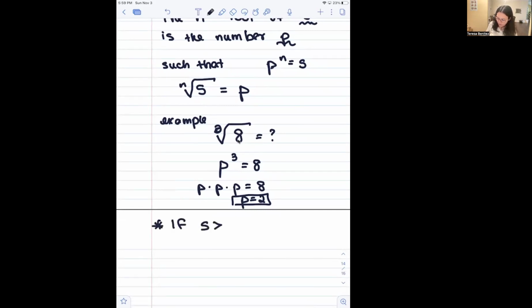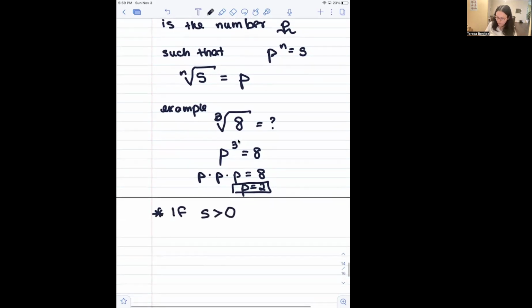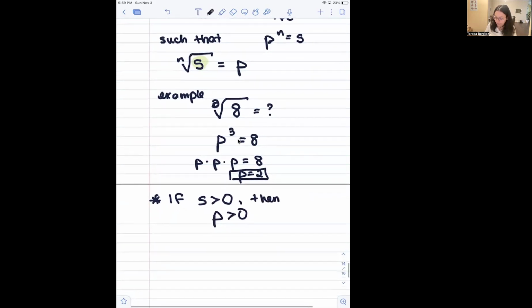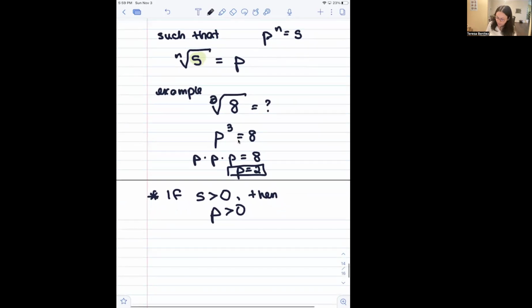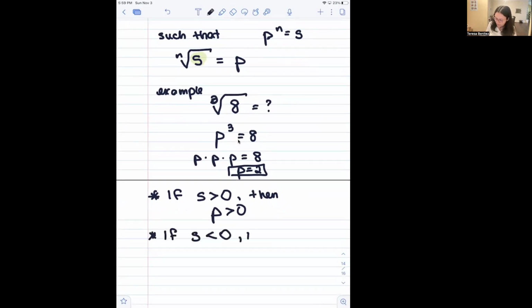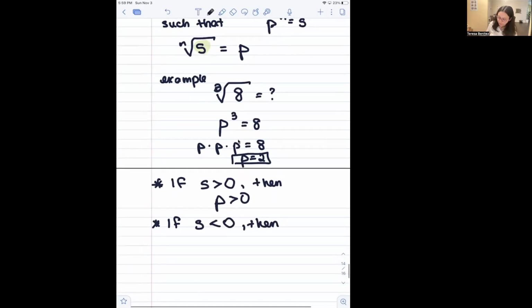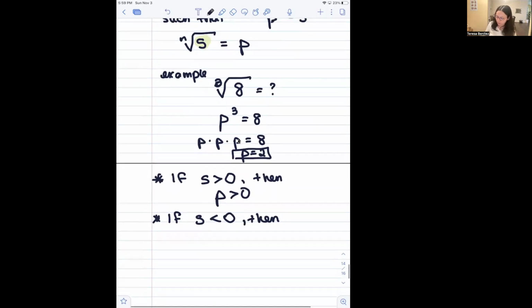If S is greater than 0, so this number here, if this is greater than 0, so it's a positive number, then P will be greater than 0 as well, right? Regardless of what N is. So if that number is positive, then if S, then P will be positive. However, if S is negative, then if I have a cubic root, for example, or cube root, the number will be a negative number, right?